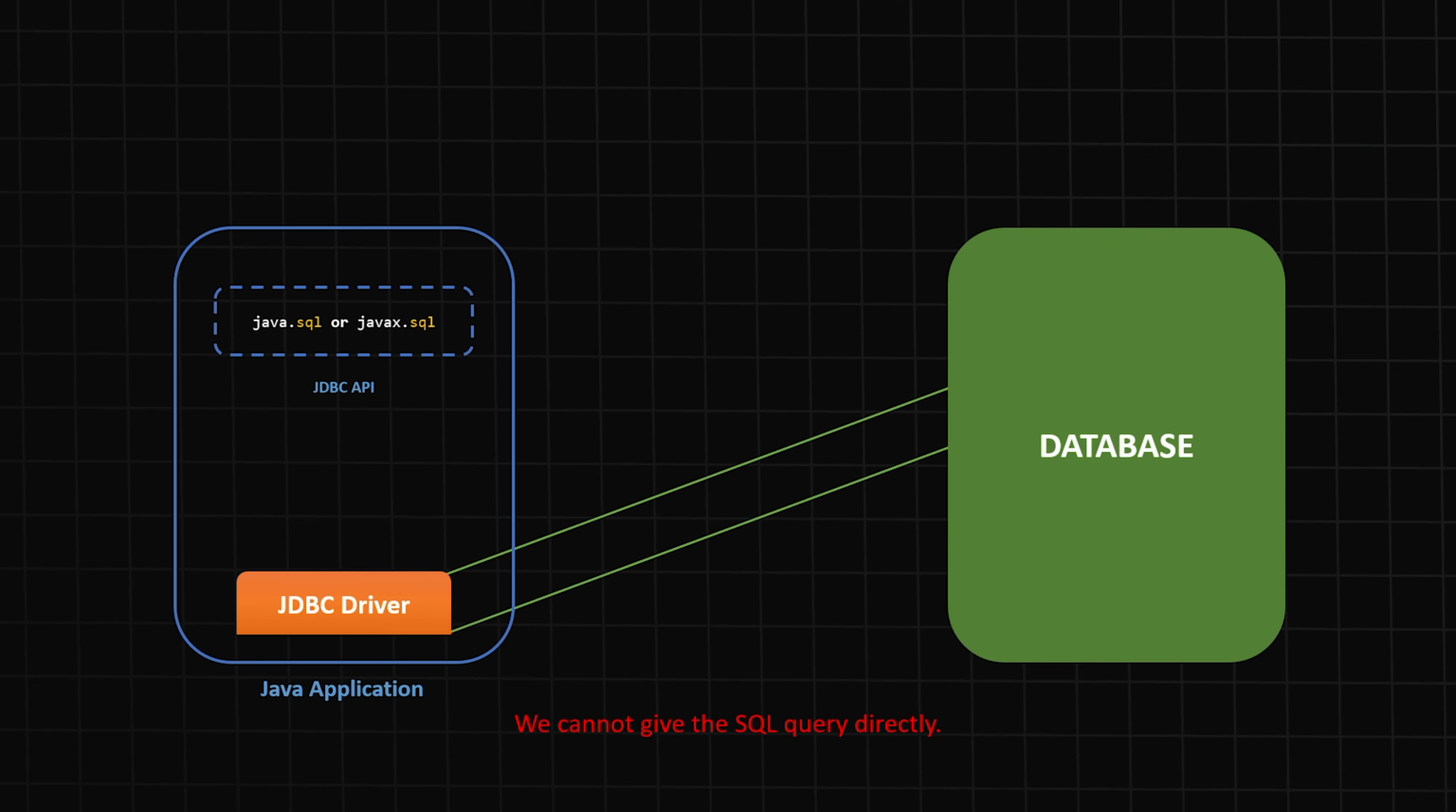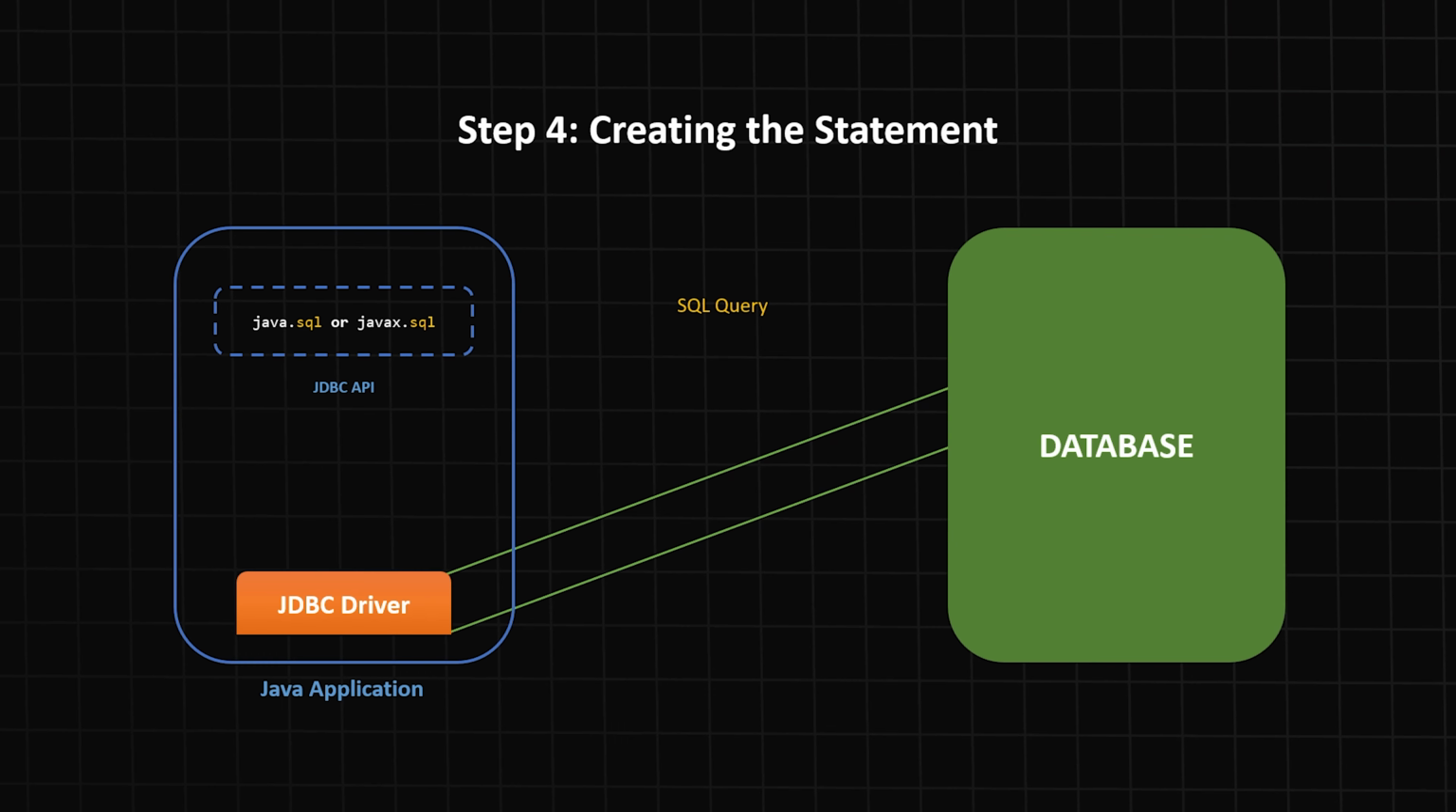Now, once the connection is established, the next step is creating a statement. Now, let's suppose we have a SQL query. So, we cannot directly send the query from Java to the database. We have to wrap this SQL query inside something called a statement. Here, the statement is used to send the SQL query from Java to the database. We can say that a statement is nothing but a messenger that carries the SQL commands.